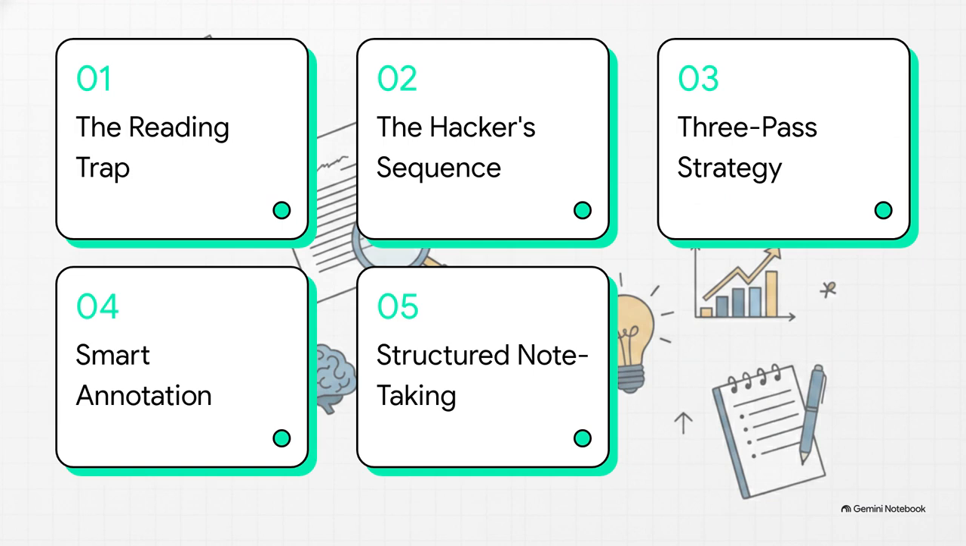So here is our game plan for this explainer. We're going to start by avoiding the reading trap. Then we'll learn the unconventional hacker sequence, master our pacing with the 3-pass strategy, cover smart annotation, and wrap the whole thing up with structured note-taking.